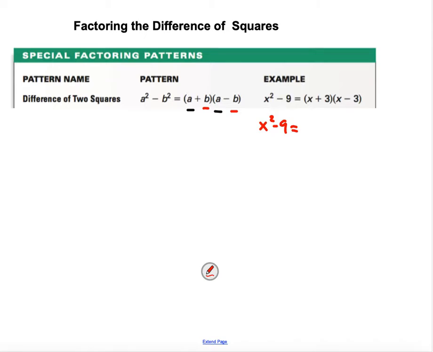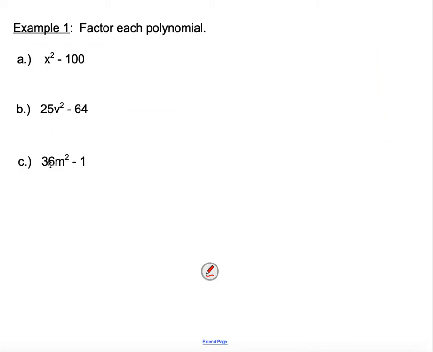So then what we think about is what's the square root of x squared? It'd be x. What's the square root of 9? It'd be 3. And then one's a plus and one's a minus. That's called the difference of squares. So let's look at some sample problems here. So factor each of these.